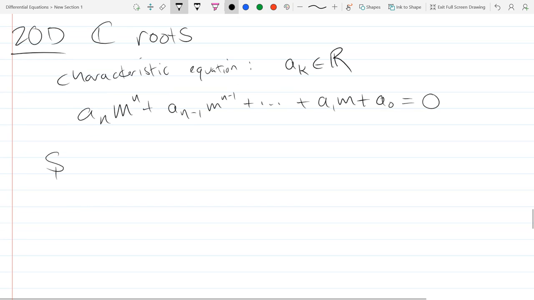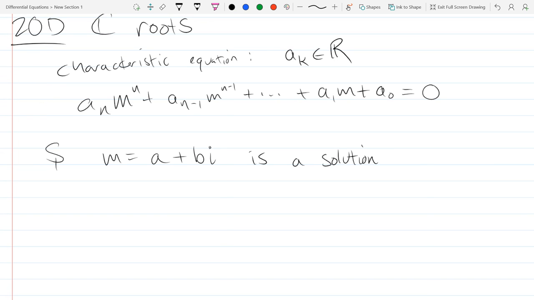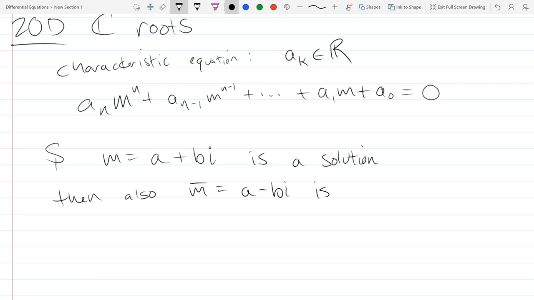So let's suppose that we're using m. Suppose m equals a plus bi is a solution. So if you know that this is a solution, there's another solution you automatically get because you started with real number coefficients. So if you have one complex solution to a polynomial with real coefficients, what other solution do you get? Yeah, the conjugate solution. That's only true if your coefficients are real. If your coefficients are not real, that theorem doesn't work. But if you've got real number coefficients, then also m bar, which is a minus bi, is a solution. This is called the conjugate pairs theorem.